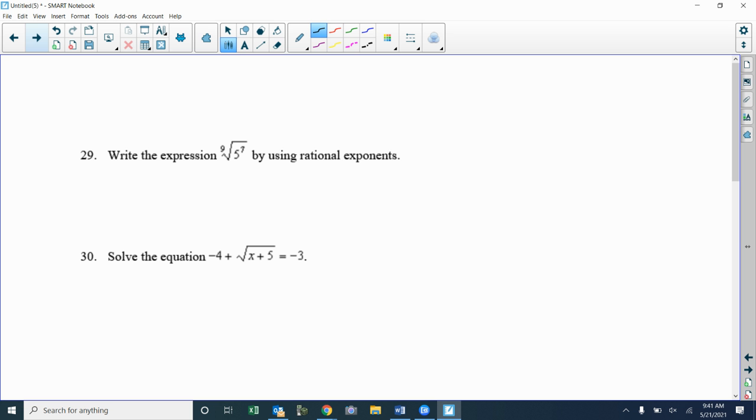29, is that where I'm at? Write the expression by using a rational exponent. So this would be 5 to the 7/9. That's a pretty easy one, isn't it? Some of these are easier than others.